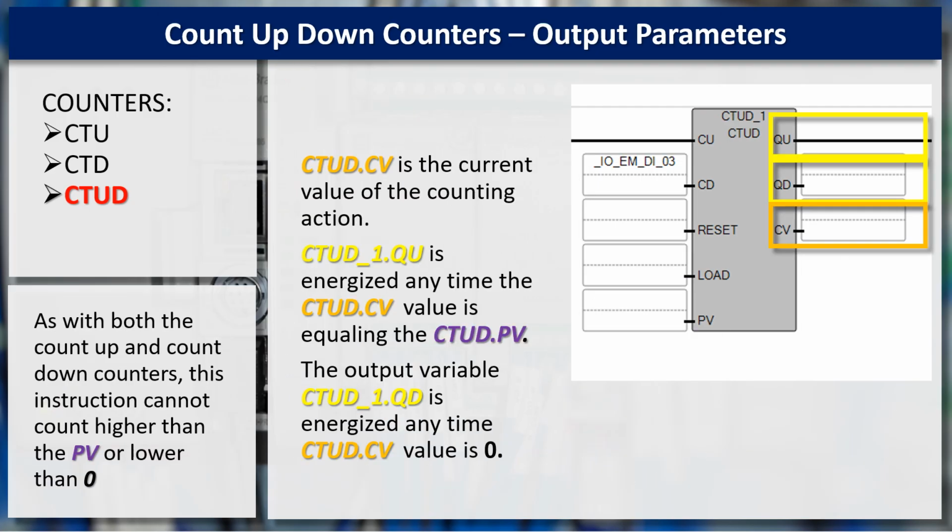There are 3 output parameters on the count up, count down counter. The CV is the current value of the counting action. The QU is energized anytime the current value is equal to the programmed value, and the QD variable is energized anytime the current value is 0. As with both the count up and count down counters, this instruction cannot count higher than the programmed process variable, or lower than 0.